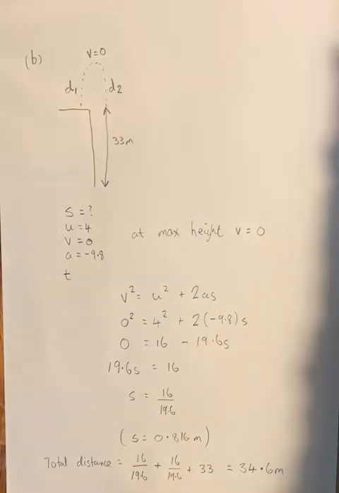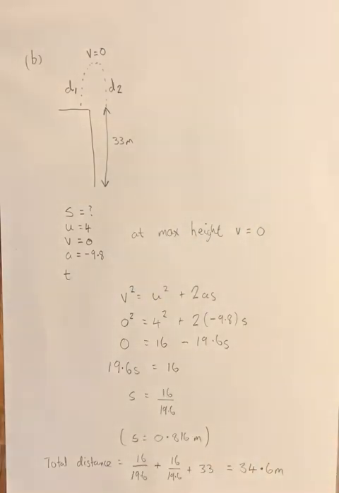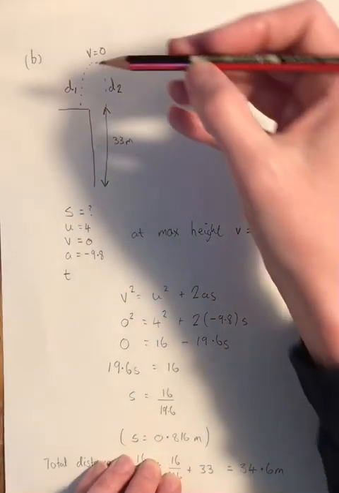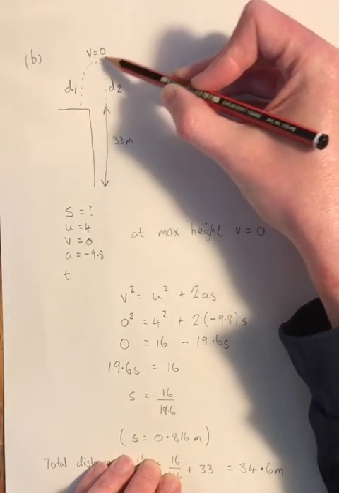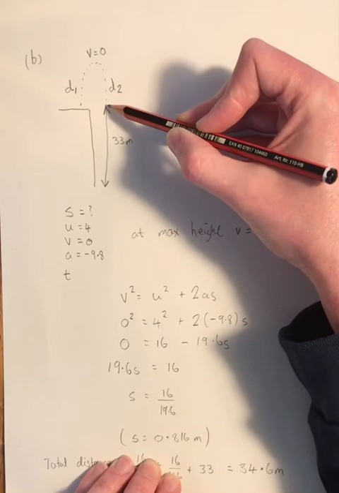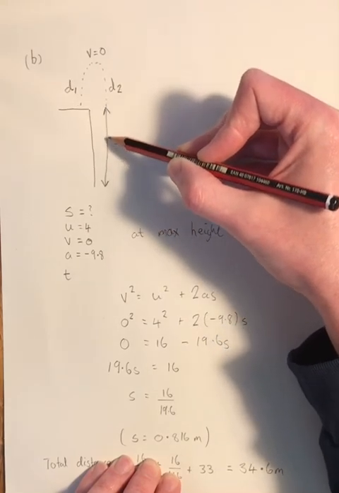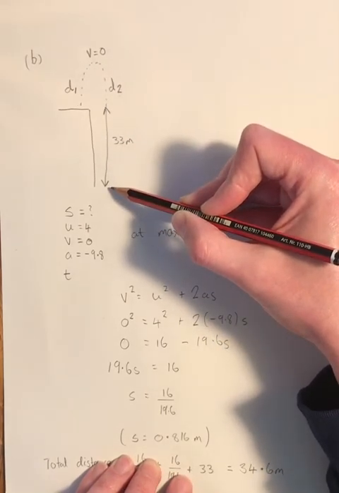Question B, a wee bit to this. Part 2 asked, what is the velocity of the ball 2 seconds after being thrown? Part B says, what is the total distance travelled by the ball from launch to landing in the sea? So from launch to landing in the sea, it will go up, stop, where V is equal to 0, come back down to where it started, and then fall the full 33 metres down to the sea.